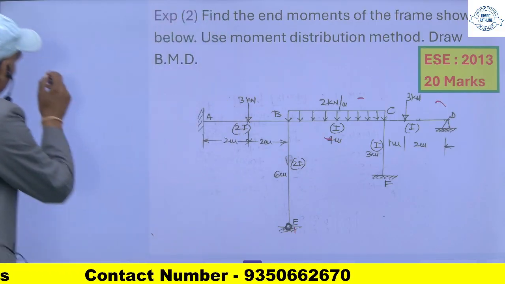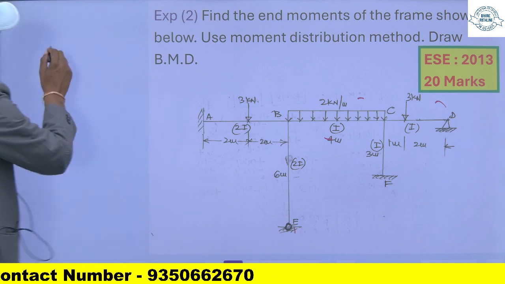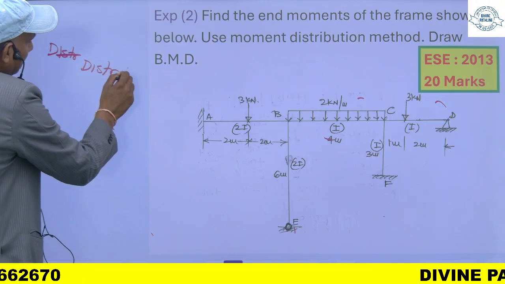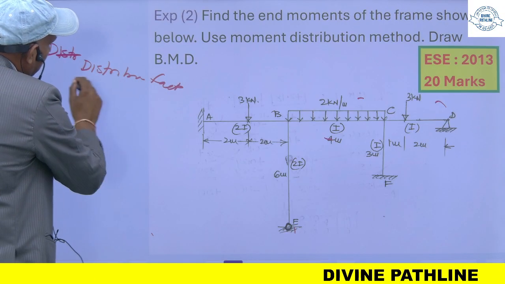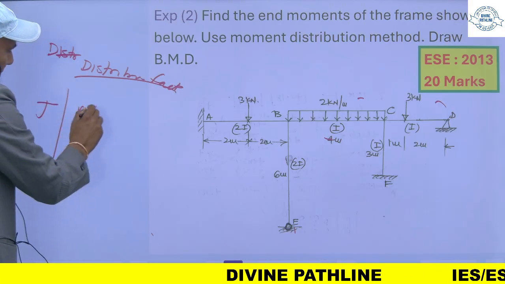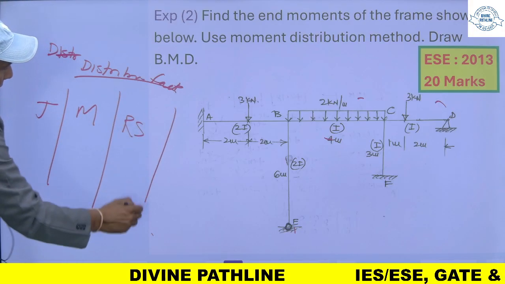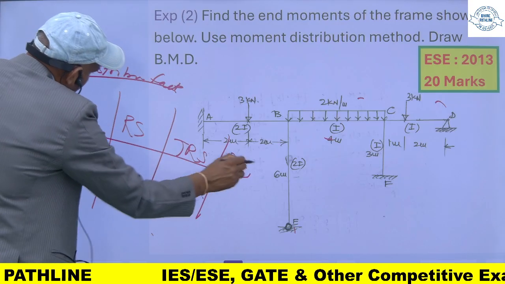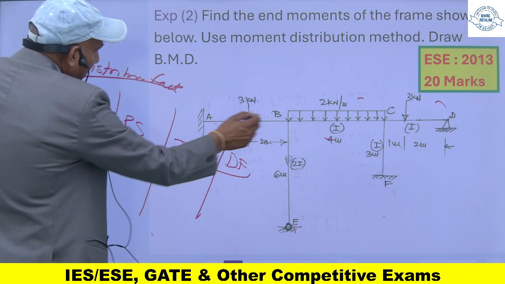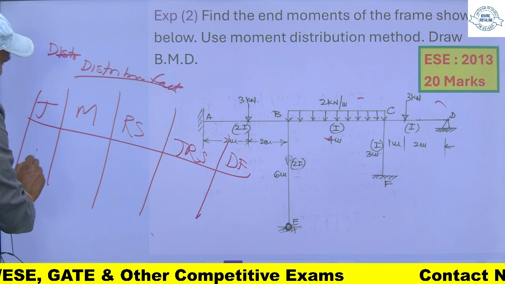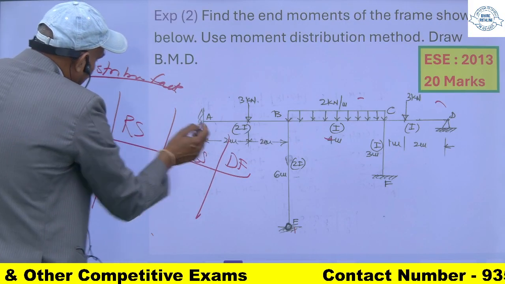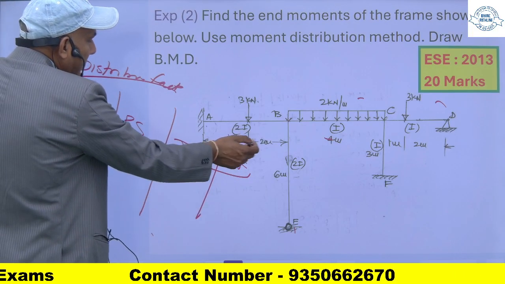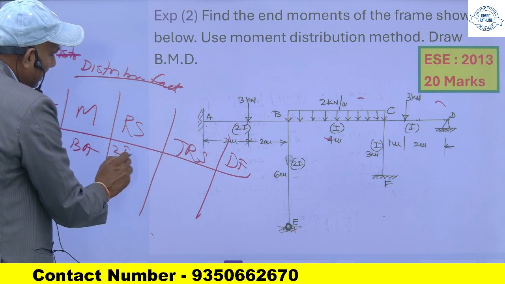So this is my distribution table, distribution factor. The table is like this: joint, member, relative stiffness, total relative stiffness, and distribution factor. For member AB, this is joint B. There are three members. One is BA. So the relative stiffness of this will be simply I upon L. I is 2I upon this length.